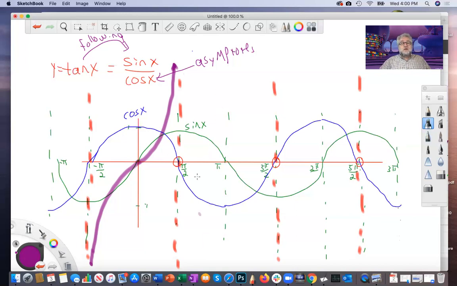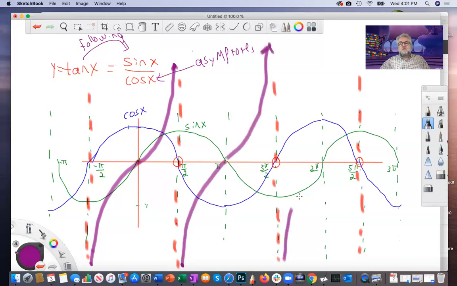But then it's going to repeat itself. Notice here, cosine is really small and negative, and sine is positive. Well, if you have a small denominator, you're going to get a big number, but it's negative down here. So we're going to get another negative. And over here at this asymptote, both sine and cosine are negative, so it's going to be positive, but we're approaching the asymptote, so we're going to shoot up to infinity.